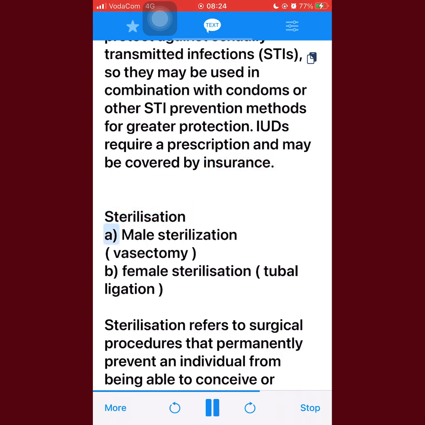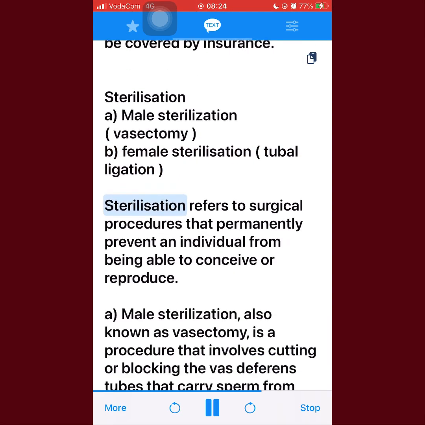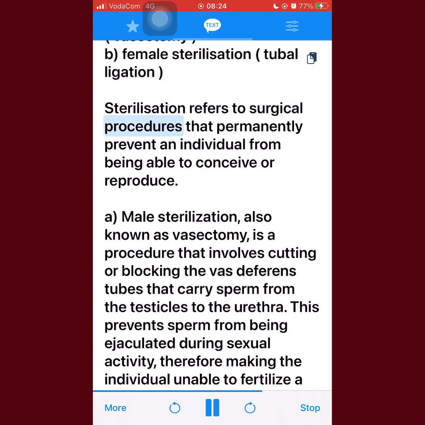Sterilization. A. Male sterilization, vasectomy. B. Female sterilization, tubal ligation. Sterilization refers to surgical procedures that permanently prevent an individual from being able to conceive or reproduce. A. Male sterilization, also known as vasectomy, is a procedure that involves cutting or blocking the vas deferens tubes that carry sperm from the testicles to the urethra.